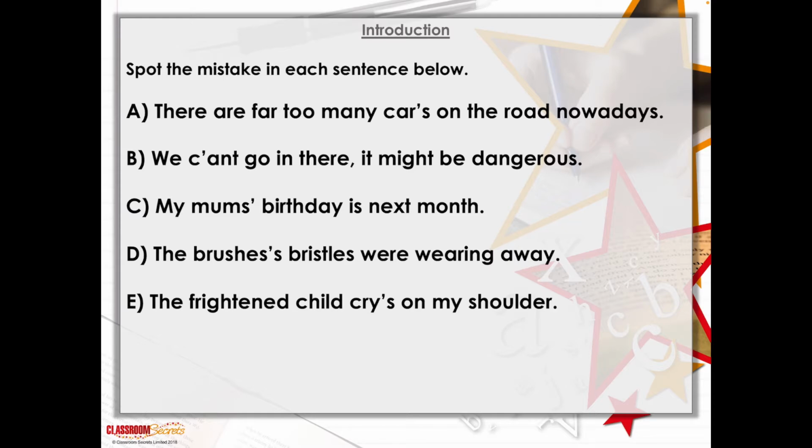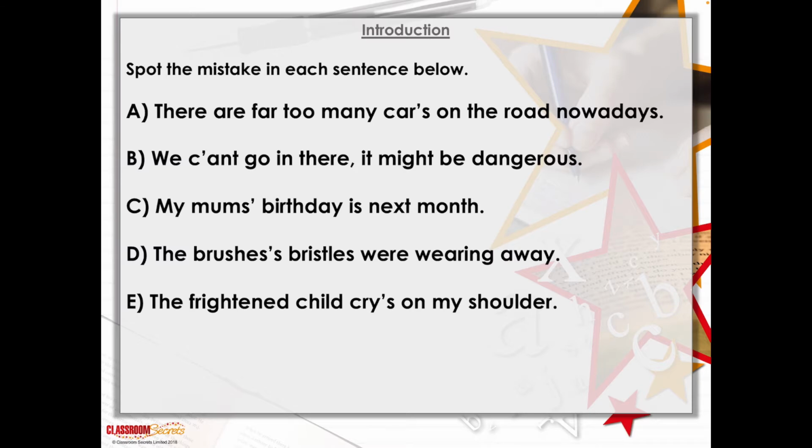The next one, my mum's birthday is next month. Now it's talking about singular mum. So that means that there's just one mum. And so when we are using the possessive apostrophe for just one, we put the apostrophe before the S. We put the apostrophe after the S if we're talking about lots of mums all at once. So that apostrophe is in the wrong place there.